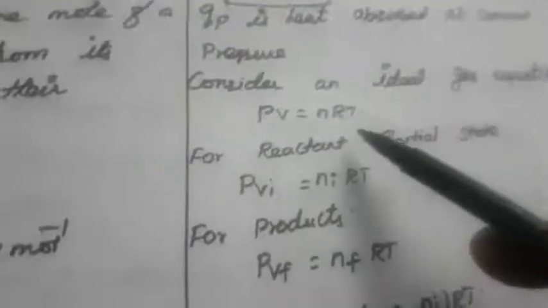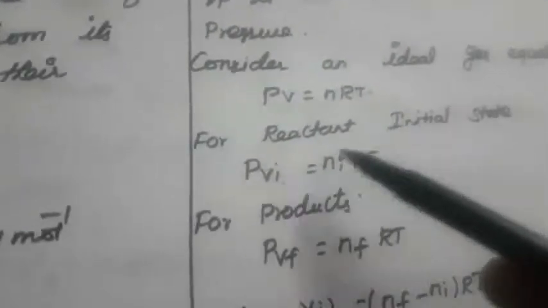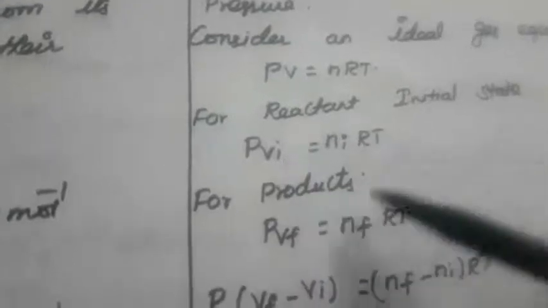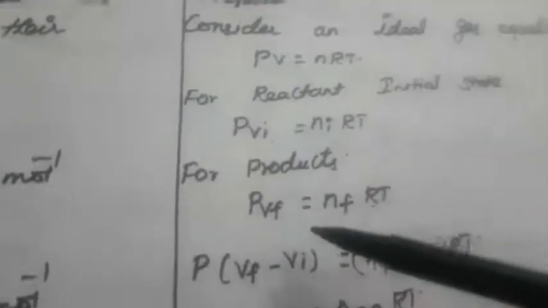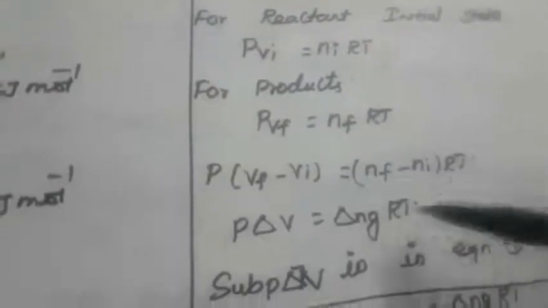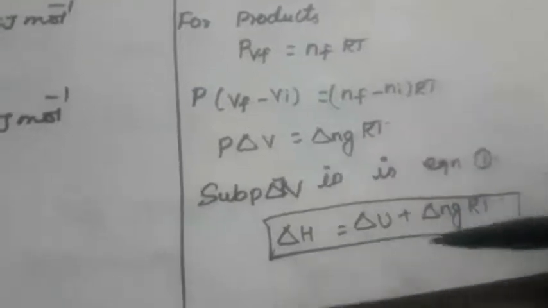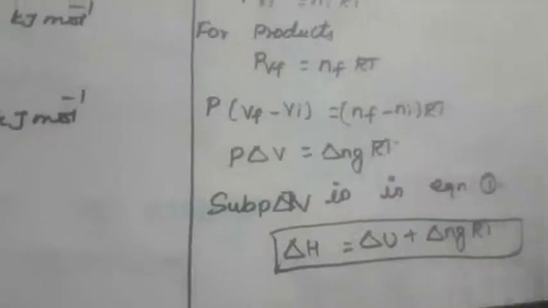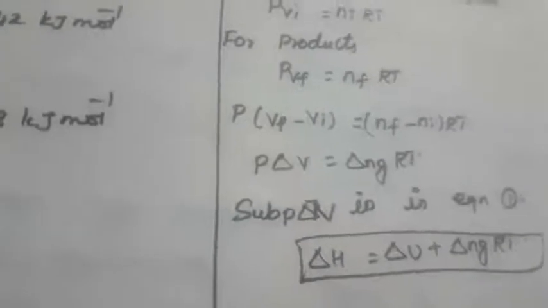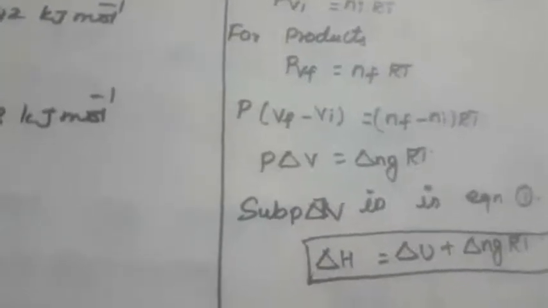Now consider the ideal gas equation, PV is equal to nRT. For the reactant, PVi is equal to niRT. For the product, PVf is equal to nfRT. So final minus initial, you can write delta ngRT. Substitute this in the delta H value: delta H is equal to delta U plus delta ngRT. This is an important 5-mark question, repeatedly asked.